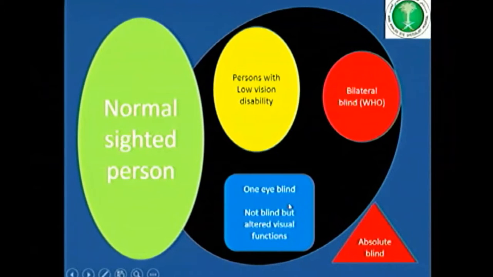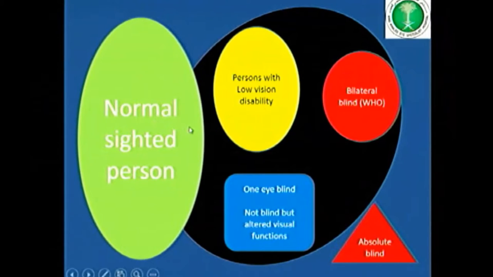They can be one-eyed persons where the fellow eye might have some visual function derangement. They are actually classified epidemiologically by WHO as bilaterally blind, but they have residual vision and they don't want to be in the blind school. So these are the people whom we can consider as low vision clients.